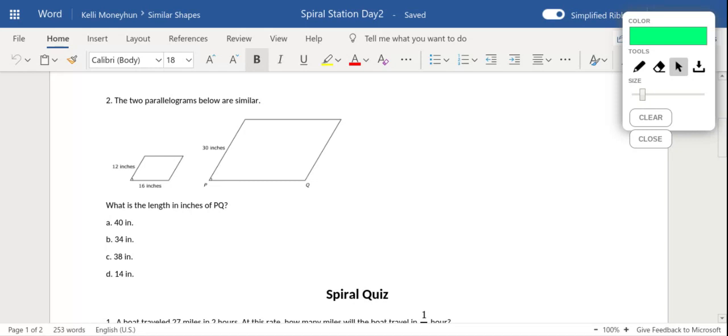Okay, next one. First, I see 2 shapes, so I need to color code them. I'm going to color code this side. Squiggle, which means this one's a squiggle. So I'm going to make this one straight, and I'll make this one straight. Okay, the question is asking, what is the length of P to Q? So that means my X is going to be right here. Now that I color coded them and they're facing the same way, I can set up a proportion.